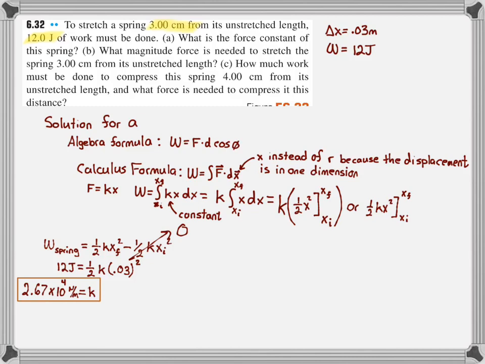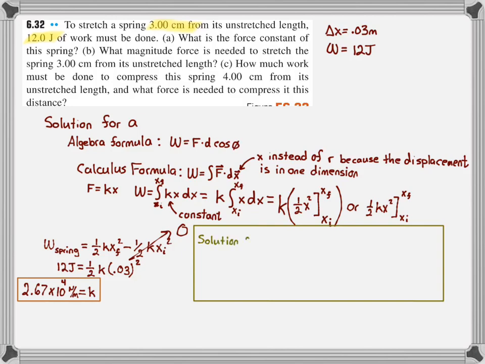Now the next problem says, how much work must be done to compress the spring 4 centimeters from its unstretched length? Again, we can't use the algebra equation, we have to use the calculus equation. Now, we don't have to re-derive our equation because we can still use the equation we had from before. For part B, find the force needed to stretch the spring 0.03 meters. So we can just use our F equals k delta x. The k we found from before still applies because we're still talking about the same material.